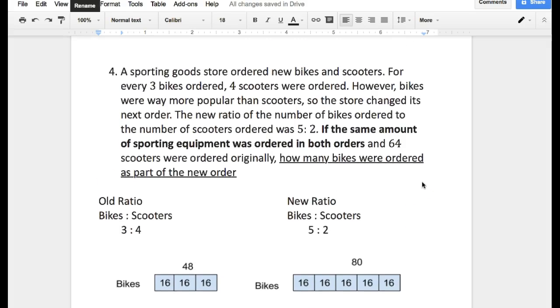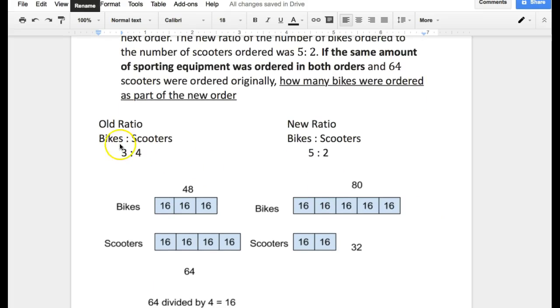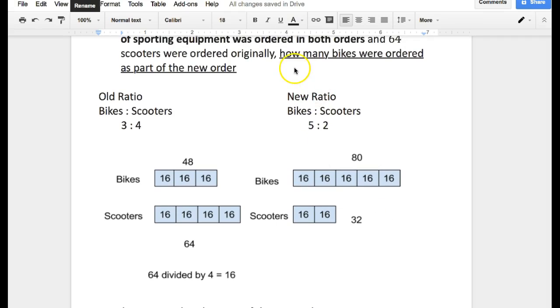Okay, so here's how I figured out number 4. If the same amount of sporting equipment was ordered in both orders, that was important to know, because that's what told us that our ratio, when you put the numbers together, that's 7 and that's 7, which told me that the parts would be the same. So we'd have 7 equal parts in this ratio, 7 equal parts in this ratio, and that's important to keep in mind. Okay, I also underlined how many bikes were ordered as part of the new order.